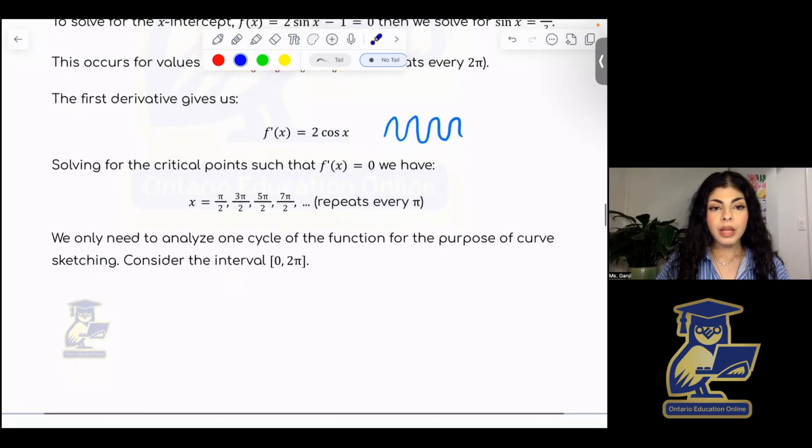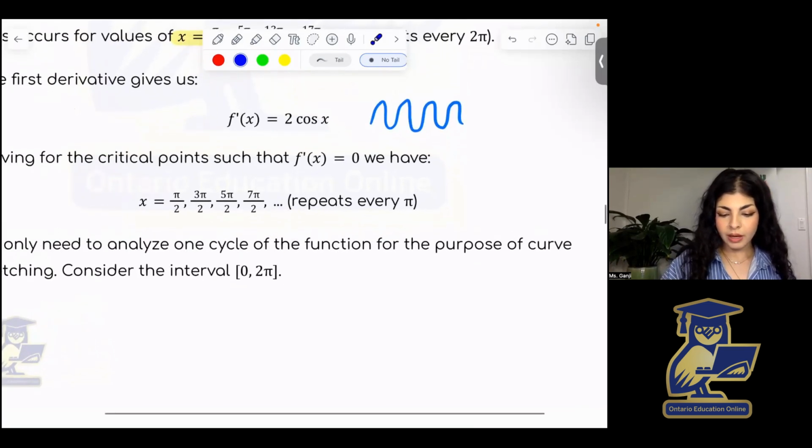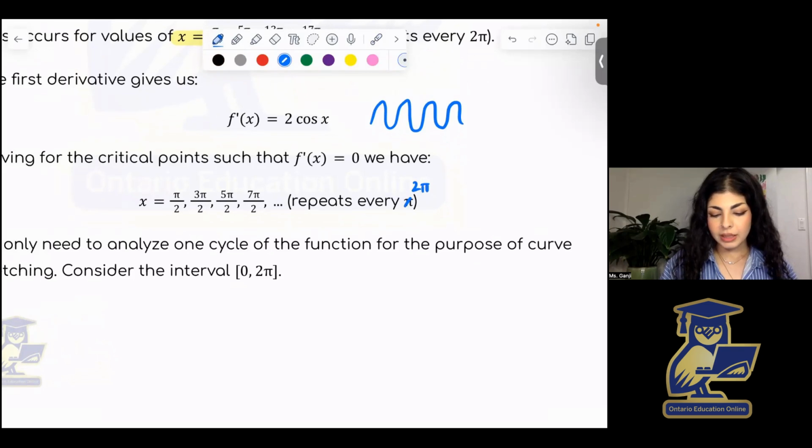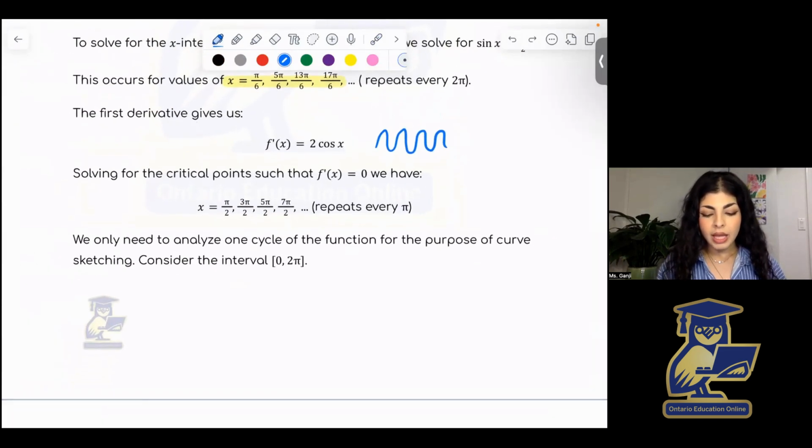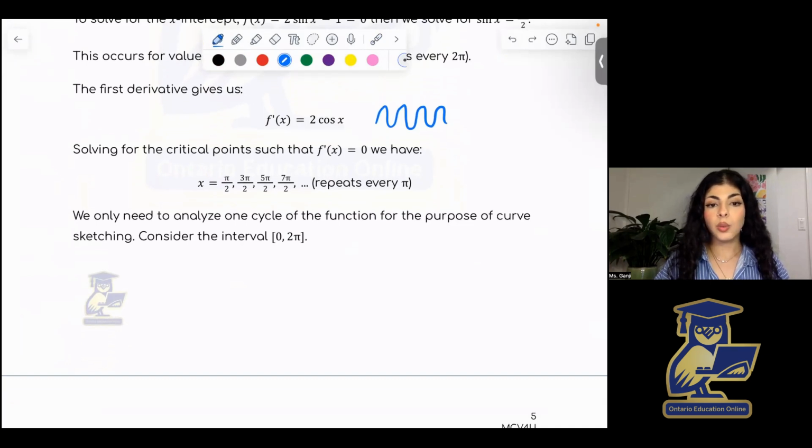Actually, I should add, it's 2 pi? No, it is pi, because when you add pi to pi over 2, you get 3 pi over 2, add another pi, 5 pi over 2, and so on. So we only need to analyze one cycle of the function for purposes of curve sketching, so we consider the closed interval 0 to 2 pi.